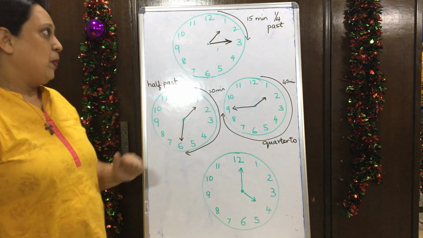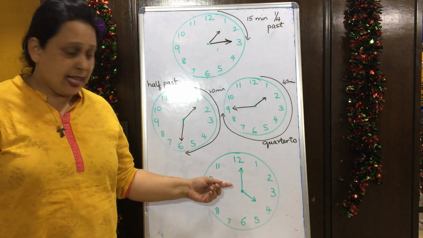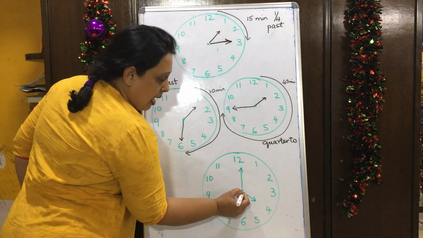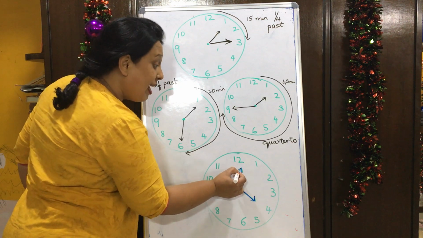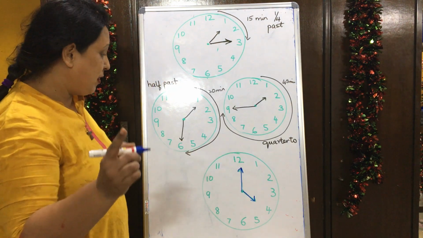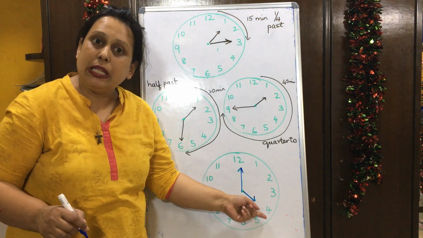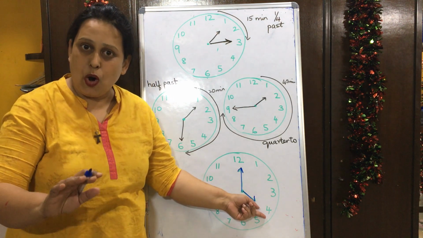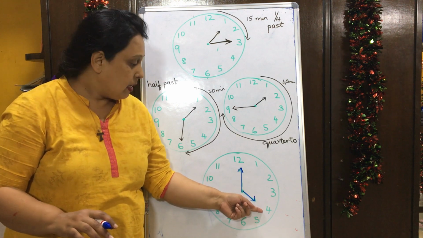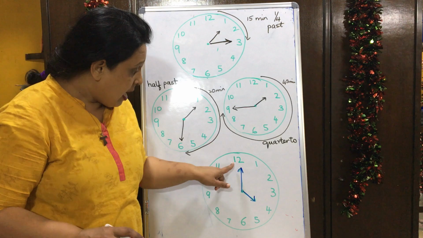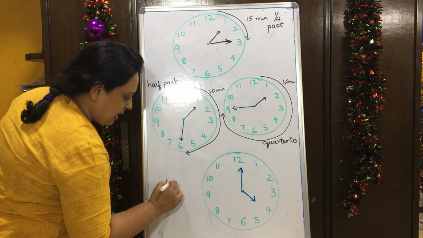Now, we know that a clock has two hands. The small hand is called the hour hand and the big hand is called the minute hand. Clever. Now, the hour hand points to the hour that is ongoing. So now it is pointing at 4. So it is 4 what? At 12. 4 o'clock. So we write it as 4 o'clock.